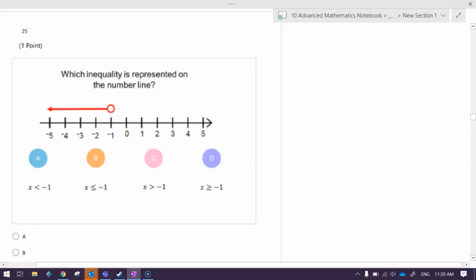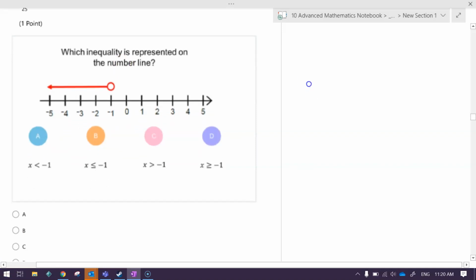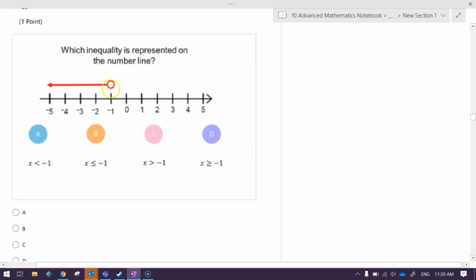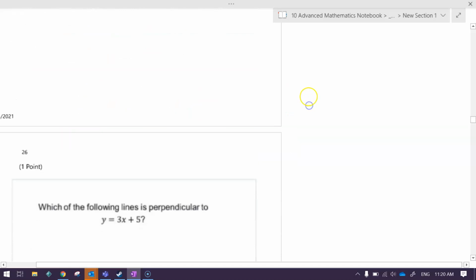Excellent. Pushing ahead. What inequality is represented on the number line? Well, it's values less than, not including 1, less than negative 1. They haven't told us it's an x, so let's put the x on there for them. x is less than negative 1. Answer A. We are up to question 26.